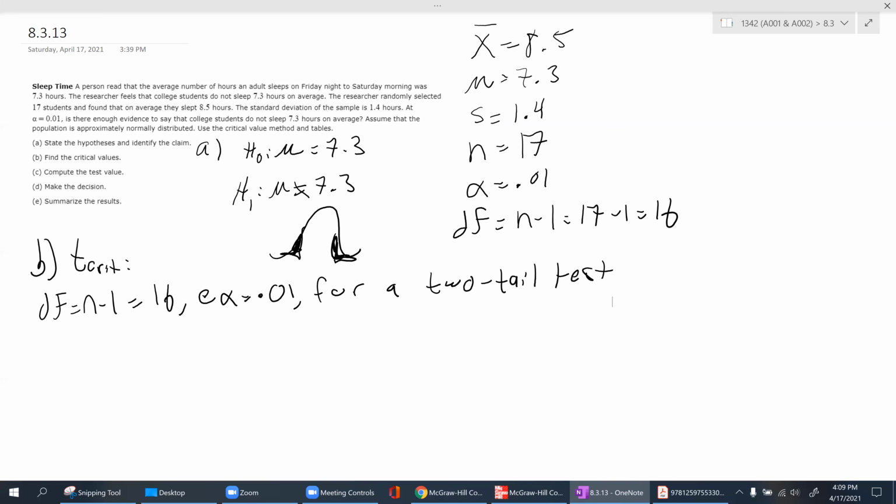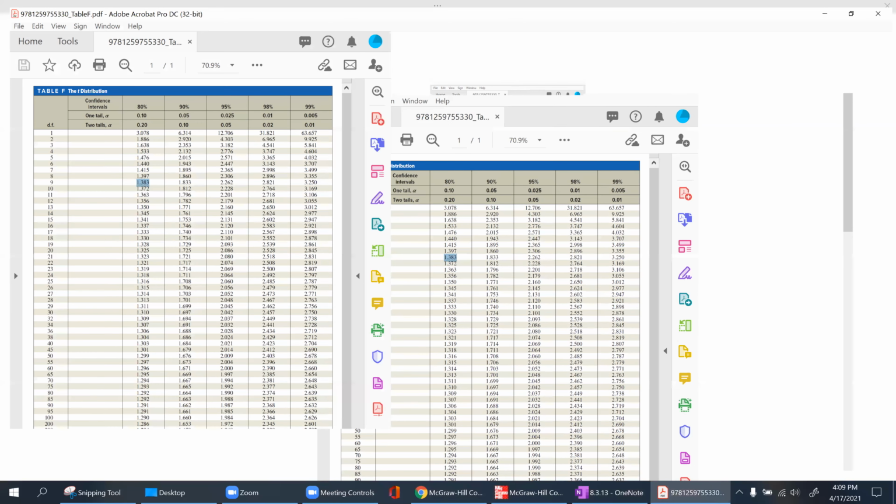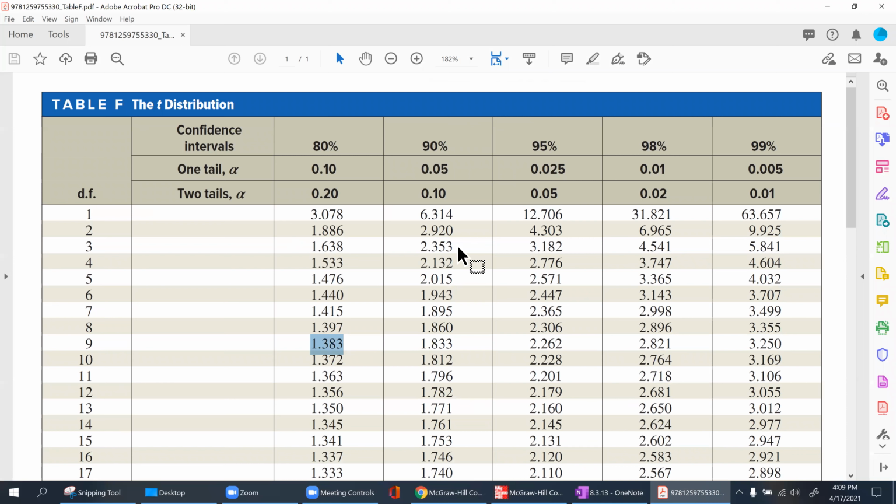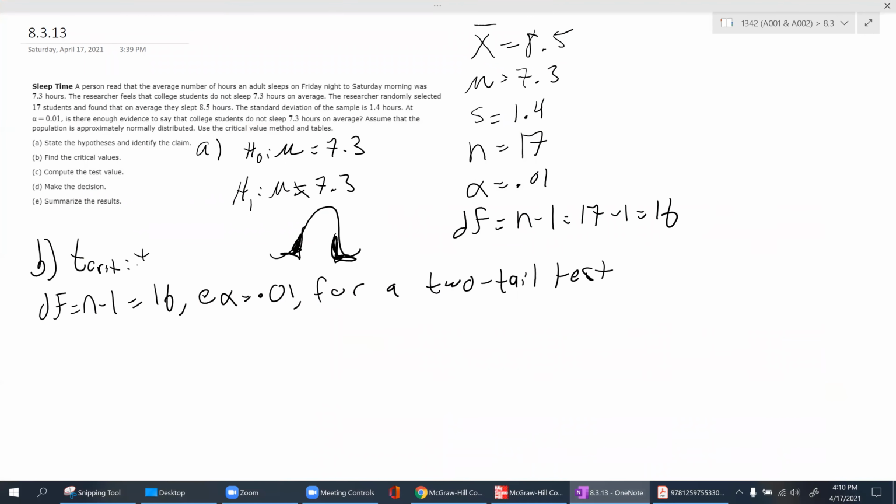you're going to go ahead and get your t-table, and we're looking for a two-tailed test at 0.01 for 16. Go all the way down until we cross it with 16. 2.921. Is it 16? Yeah, 16. So this is plus or minus 2.921.